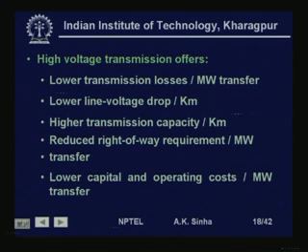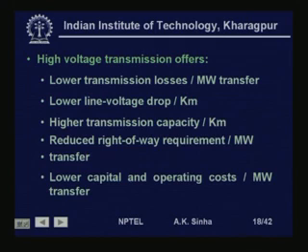And it will also reduce our operating cost as well as capital cost, and these are the reasons why we use high voltage transmission for transmitting large amounts of power. In fact, as we will see later, with lower voltages it may not be possible to carry so much power. As we have seen, a 132 kV transmission line can carry only around 80 to 100 megawatt, whereas if you are using a 400 kV line, you may be able to carry more than 550 megawatt.